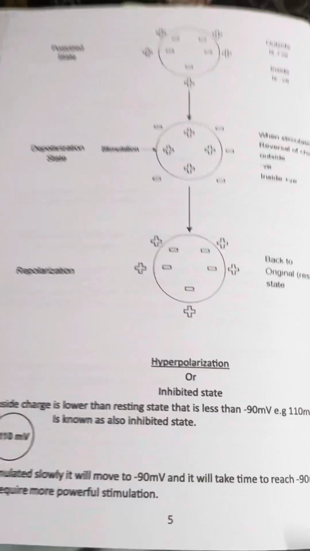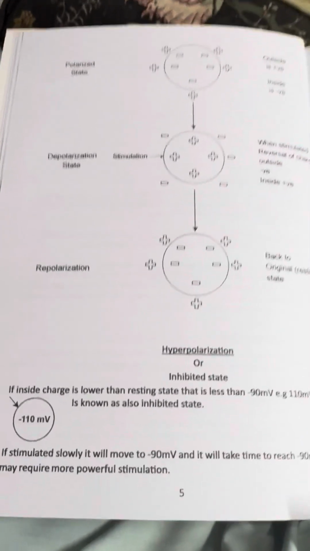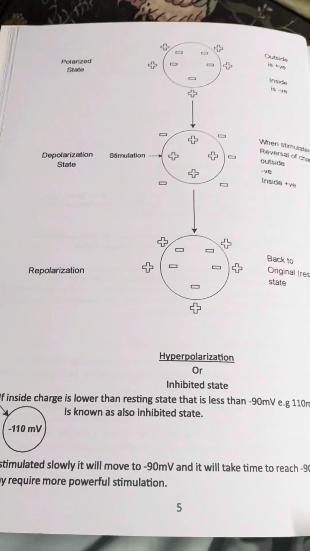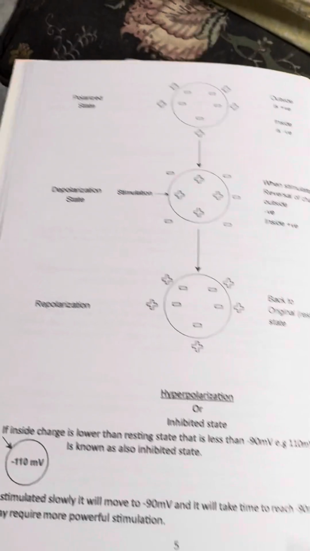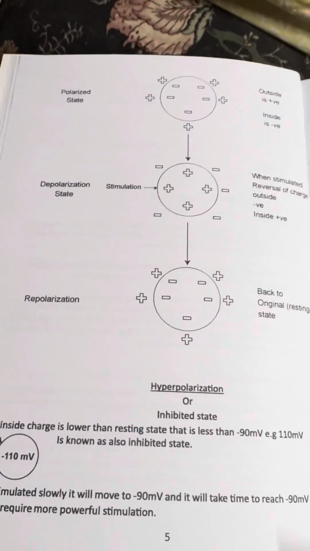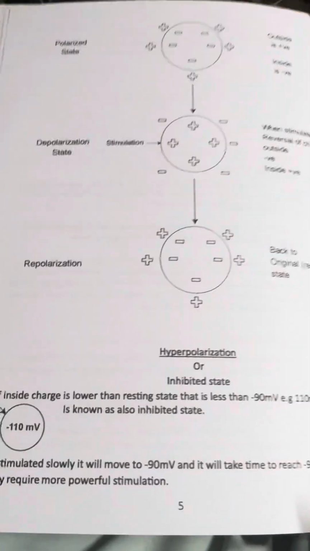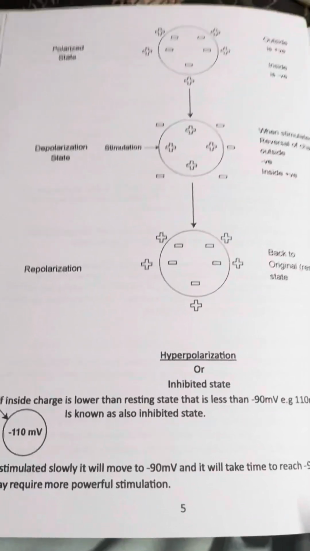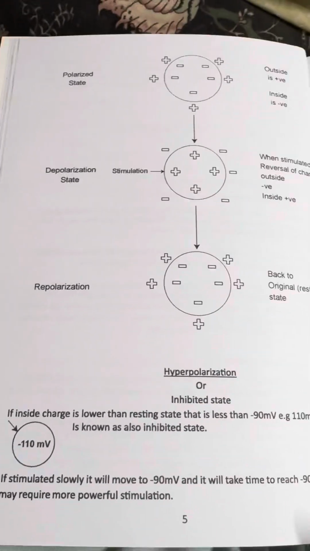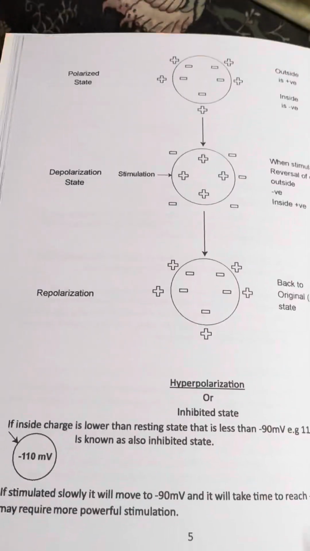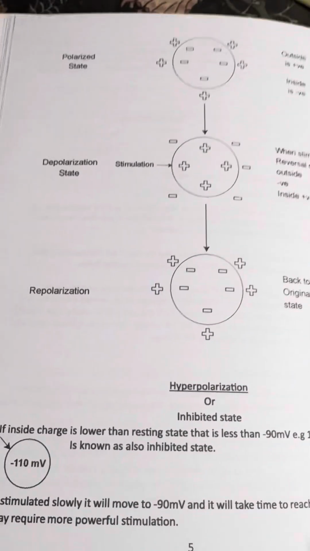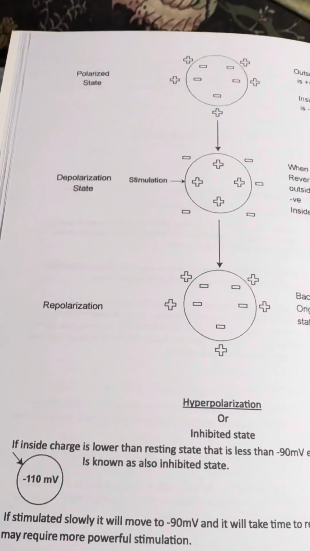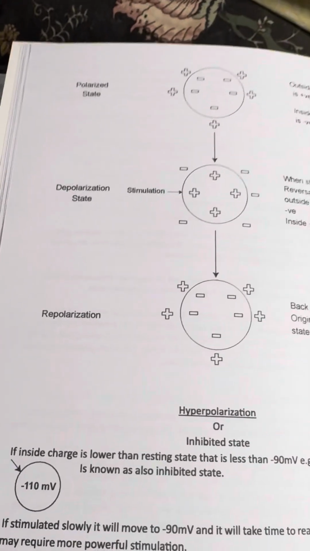Now, a new thing I'm interested in telling you is that there is another state which is known as hyperpolarization, or the inhibited state. What is this? Normally, inside, I told you, is minus 90 millivolt. But if from minus 90 it goes down to minus 110 millivolt, that is known as hyperpolarization. So an increase in the negativity inside is hyperpolarization or inhibition.